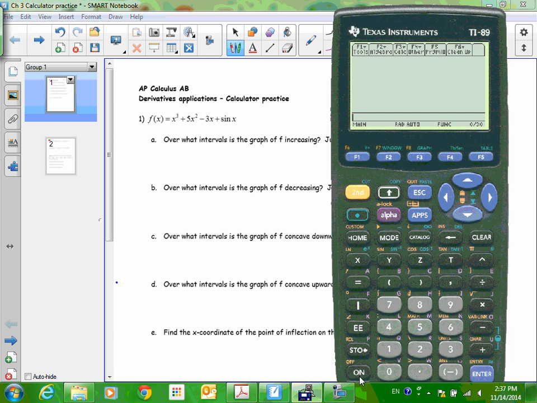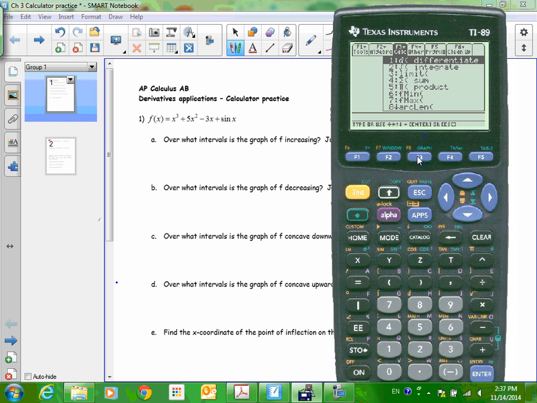Now you could actually find this derivative by hand, but let's just go ahead and remind ourselves how to do this on the calculator. So I want you to press F3, calc, and feel free to write notes on this paper if you need to. Differentiate, and I want you to type in the equation. And don't forget your comma x close parenthesis.